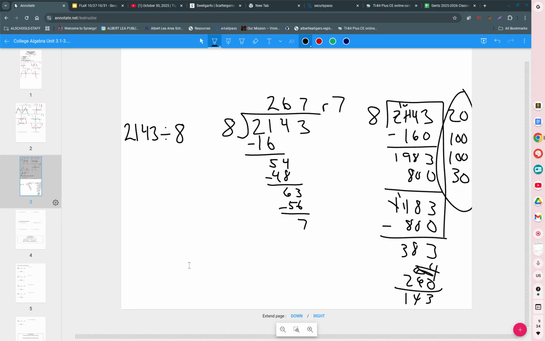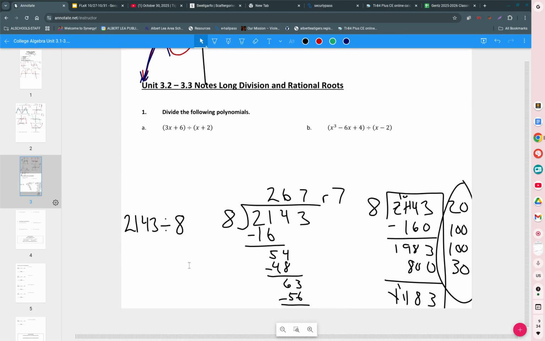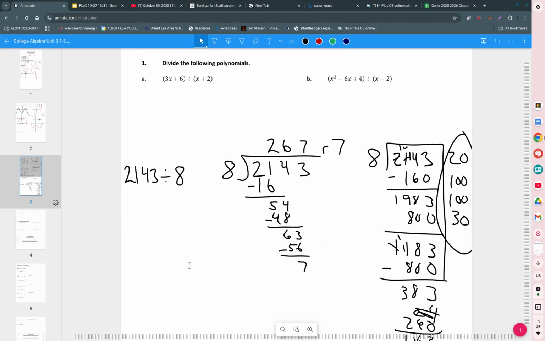There was a period in Albert Lee where all the kids learned the candy cane method. Is anybody familiar with the candy cane method? No. Good.